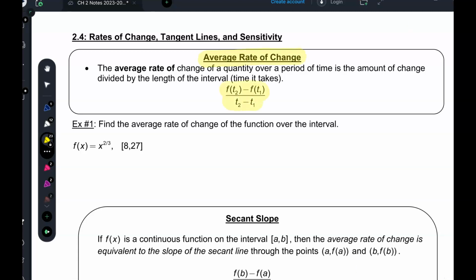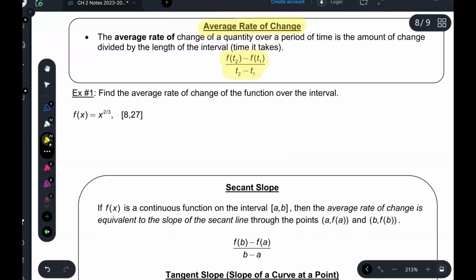Average rate of change. This should look familiar. If there are units, and I don't have units in the first one, we do want to make sure we include units. Average rate of change is like miles per hour, feet per second, meters per second.